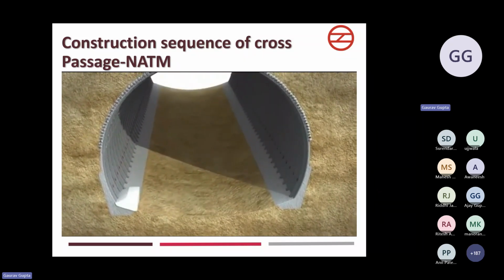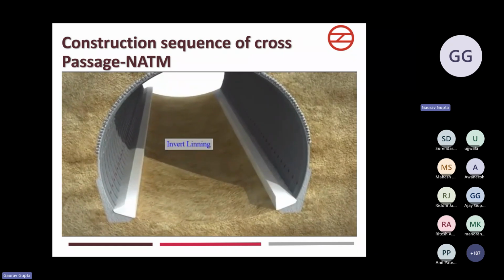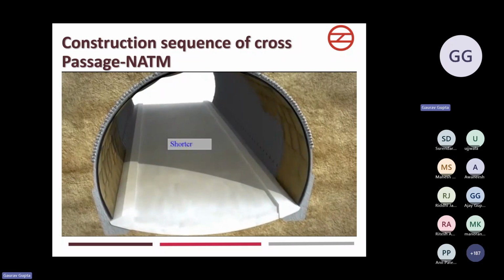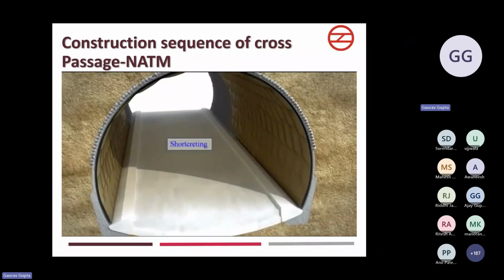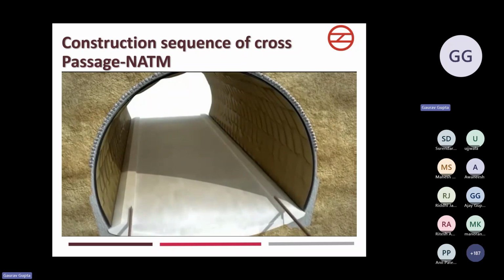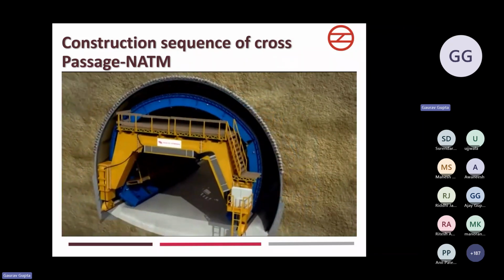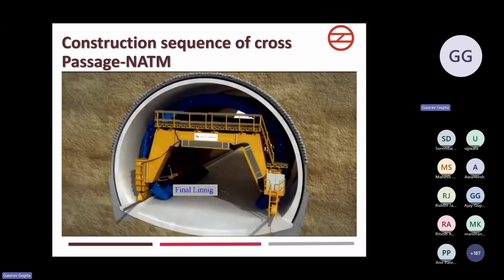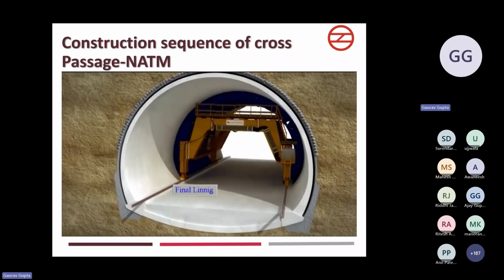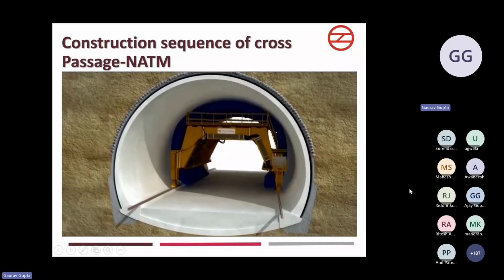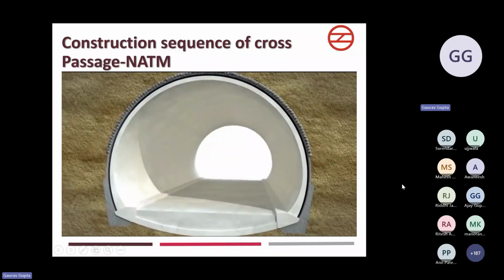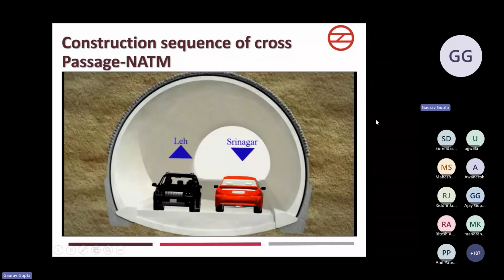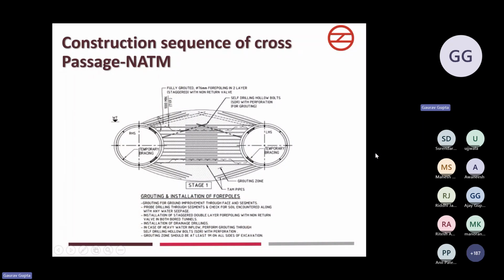Then invert excavation. Then again a layer of shotcrete. Then comes the permanent lining, final lining. I hope from this video the construction sequence of the cross passage was clear.